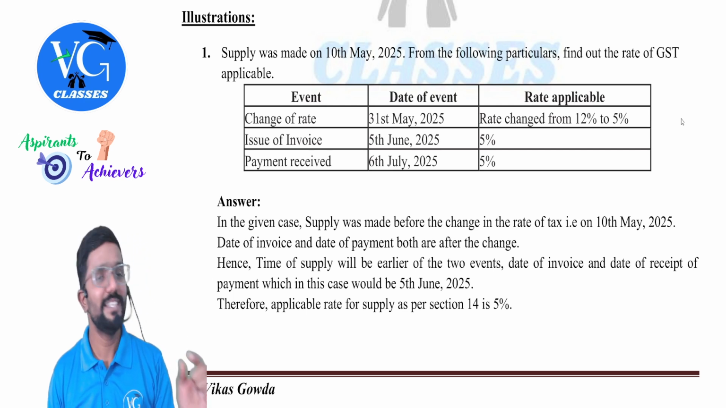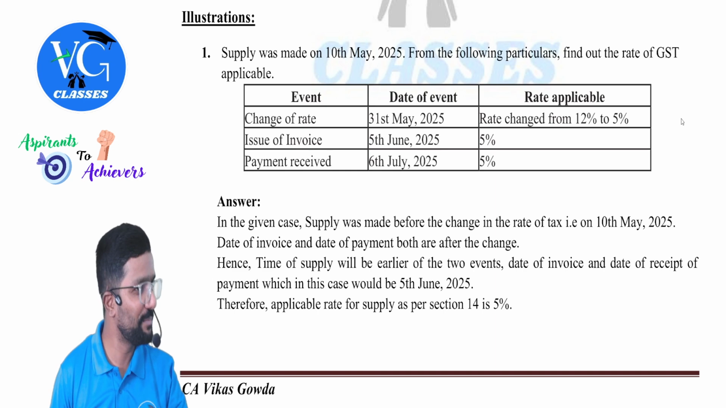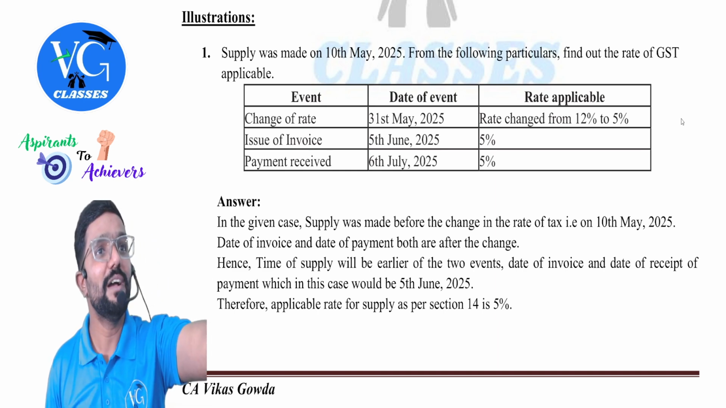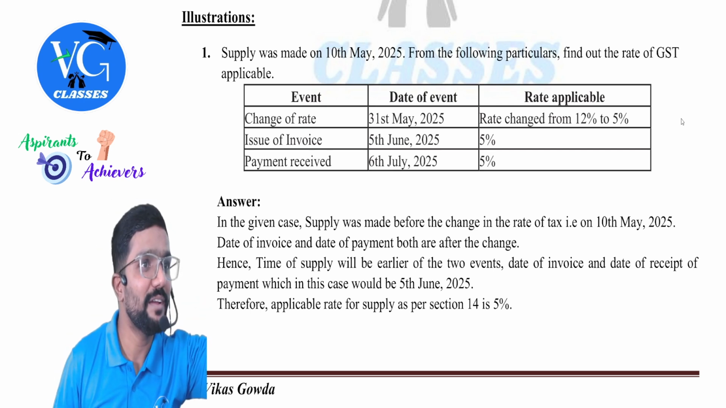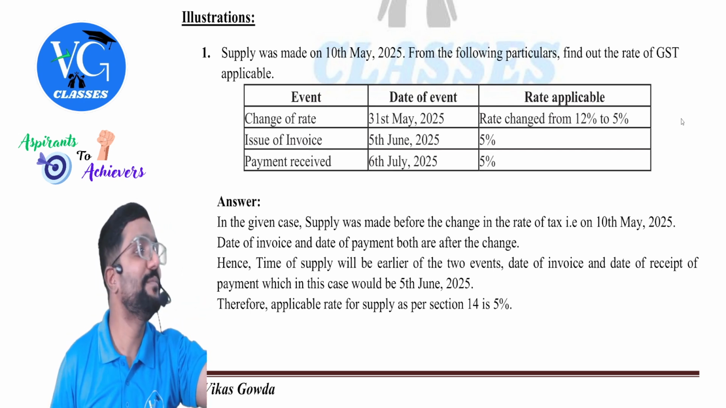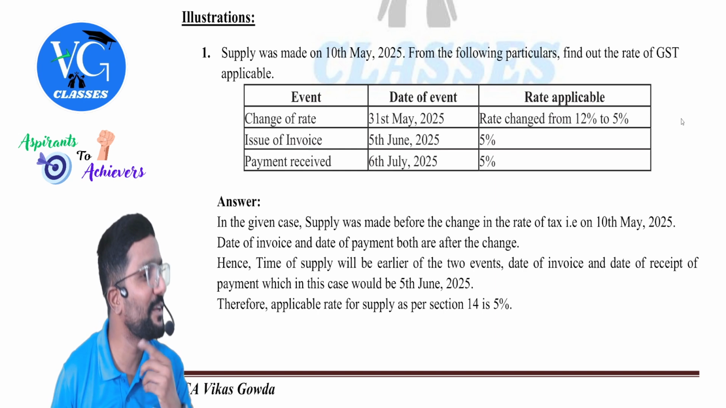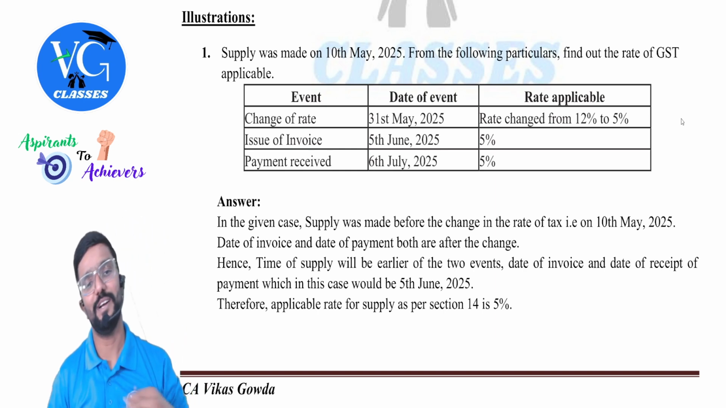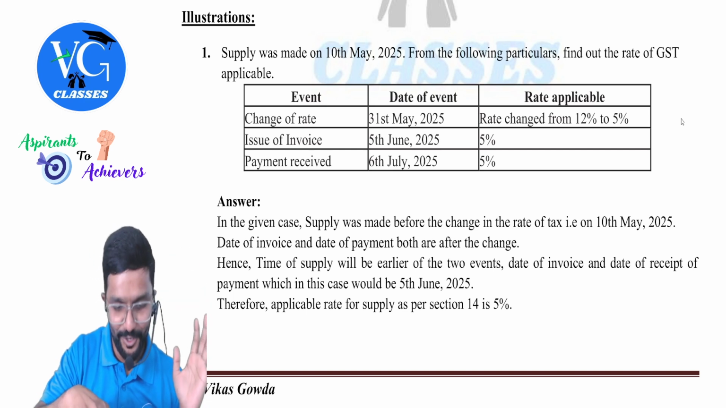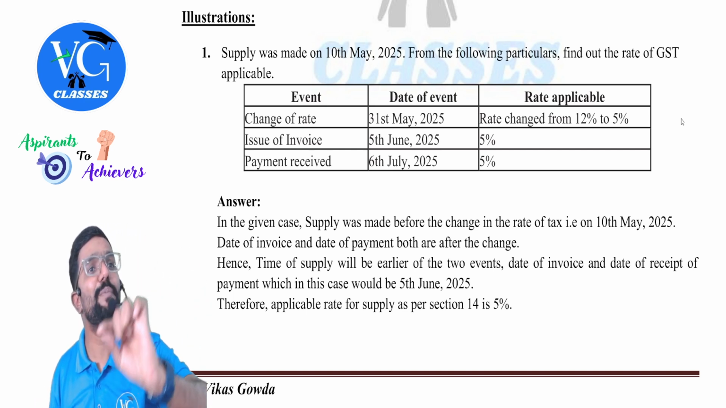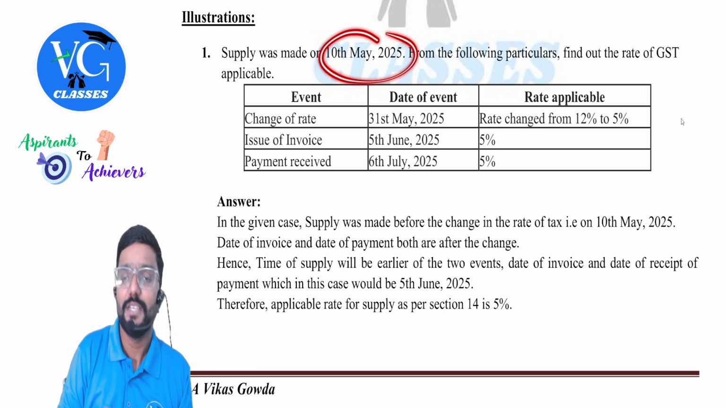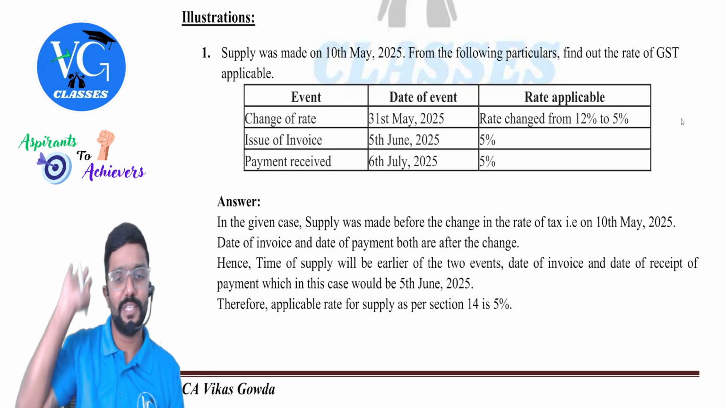I will repeat. Change happened on 31st May. Supply happened on 10th May. 10th May will come before the 31st May, no? After 31st May, no? Before. Okay. So, supply happened before the change.